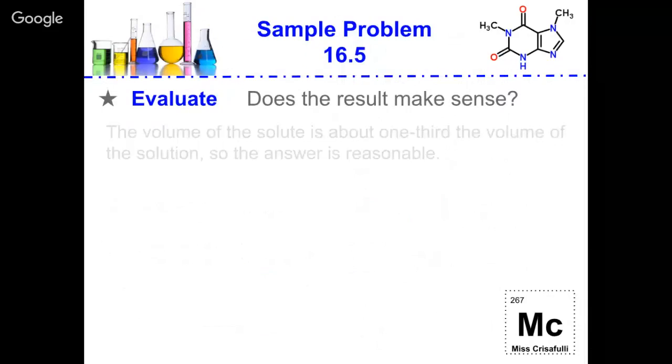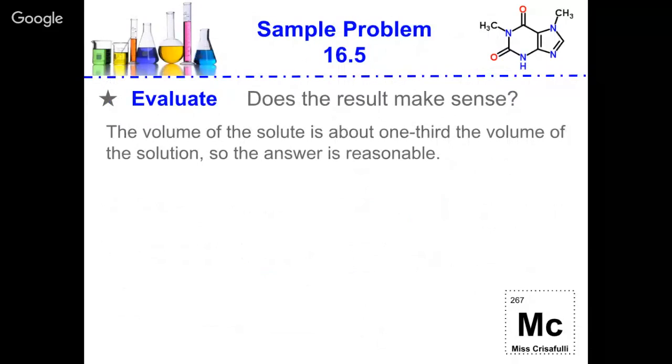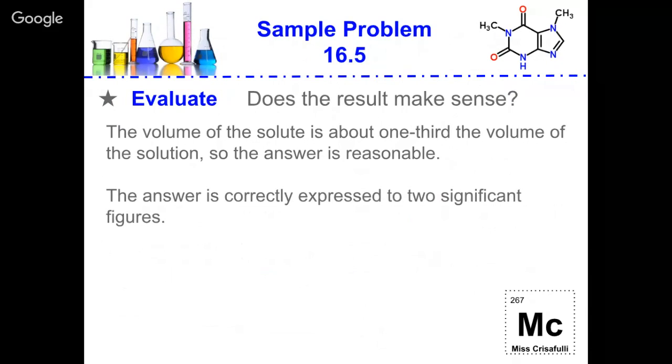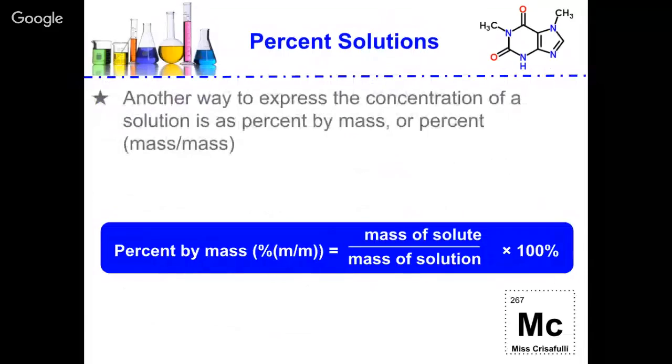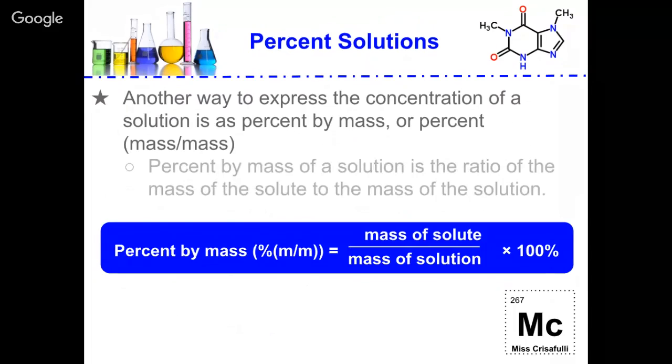And then, does it make sense? We know the volume of the solute is about 1/3 the volume of the solution, so that answer is reasonable. And then always, I'm a stickler for sig figs. The last way we could talk about solution concentrations is looking at mass percent. Mass percent is more suitable when your solute is a solid as opposed to when your solute is a liquid. So the percent by mass of a solution is the ratio of the mass of the solute over the mass of the solution.